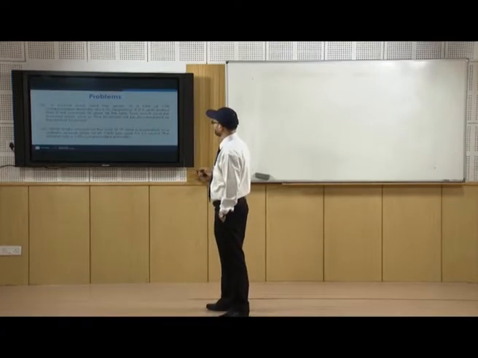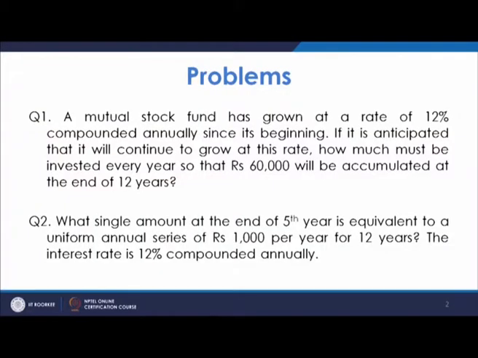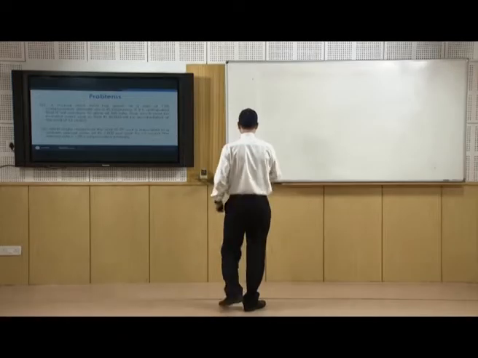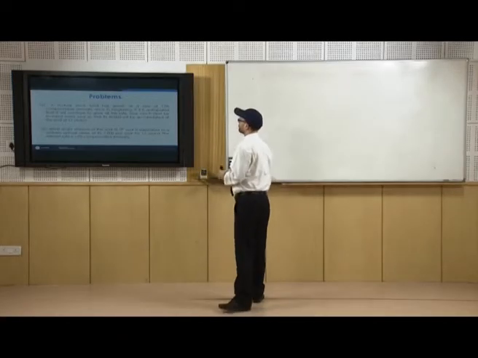The first question says that a mutual stock fund has grown at a rate of 12% compounded annually since its beginning. It is anticipated that it will continue to grow at this rate. How much must be invested every year so that rupees 60,000 will be accumulated at the end of 12 years? So, we can solve this problem.